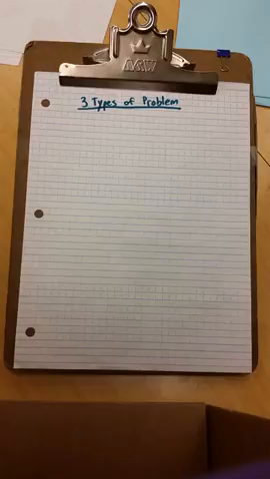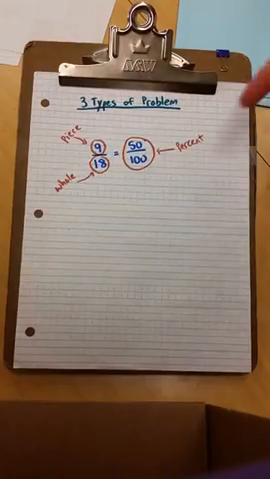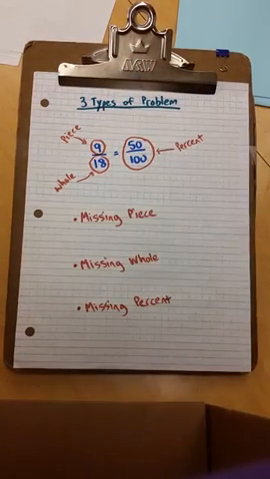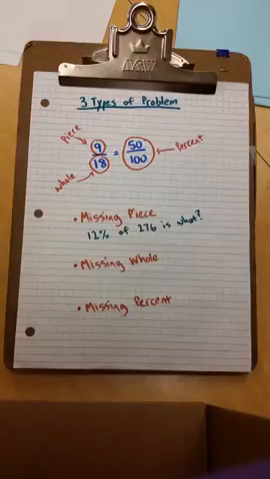Let's look at the 3 types of problems that come up when you have proportions and percents. They correspond to the 3 parts. You can miss the piece, the whole, or the percent. Let's look at a short example of each kind.